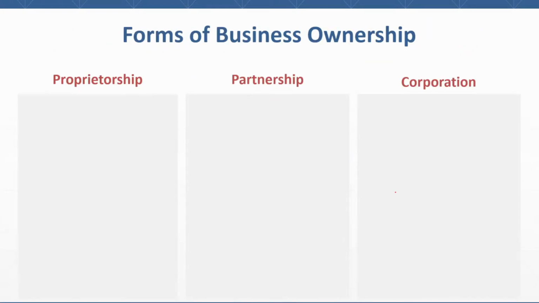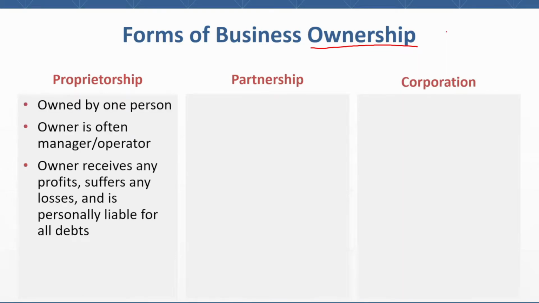The next topic is about different types of businesses. We can categorize different firms, different companies based on their ownership structure. Who owns the company? How many people own the company? So based on the ownership structure, we can categorize firms into three groups. The first group is called sole proprietorship or simply proprietorship. The second one is partnership, and the last one is corporation.